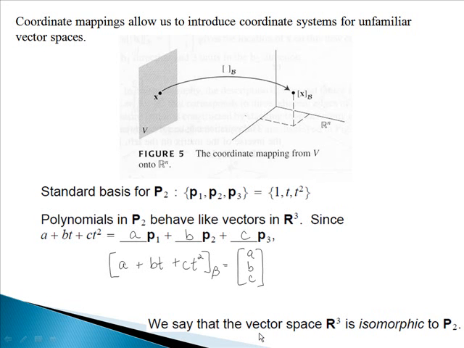So we can say that the vector space R3 is isomorphic to P2. And this is simply because these polynomials that are in P2 act like vectors in R3.